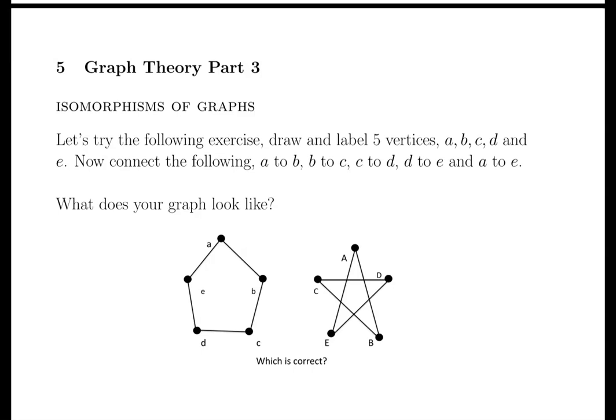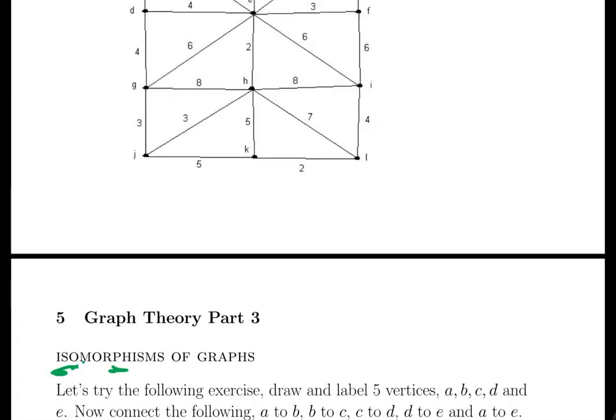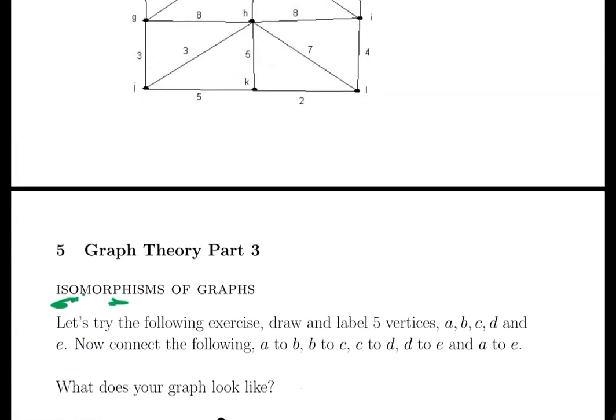Okay, so the last section on graph theory and the last section for exam 2 here is isomorphisms of graphs, okay? Iso again meaning same and morphism meaning shape. So basically they're the same graph. I didn't really want to show you that.